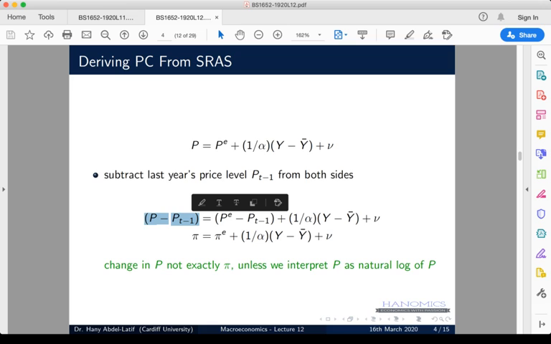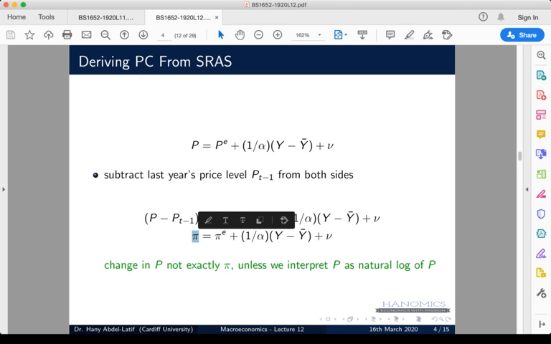And this is something we discussed before, in one of the tutorials, I think it was tutorial 2, where we talked about how we explain the difference between the natural logs. So anyway, if these were expressed in natural logs, then definitely the difference between these two is the inflation rate.